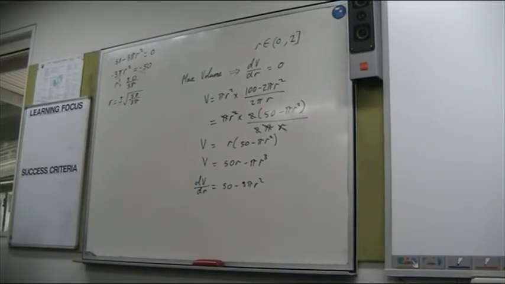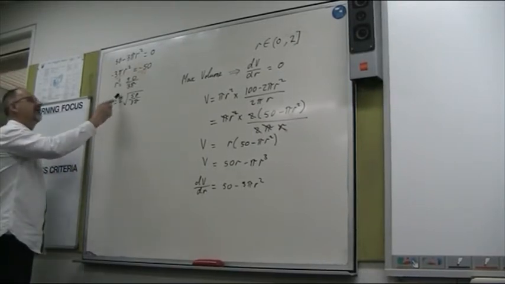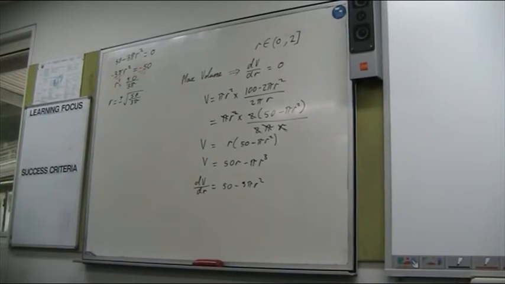That's what happened to it. Yeah, I did it all at once in my head, that's all right. You're supposed to ask if you don't follow what I've done. All right, so now we've got plus or minus the square root of 50 over 3 pi.